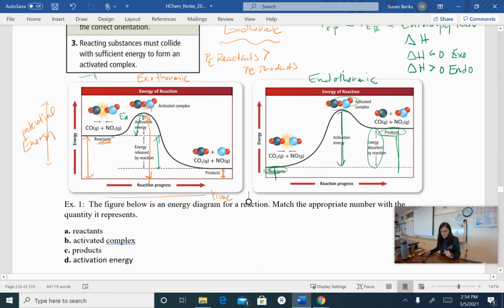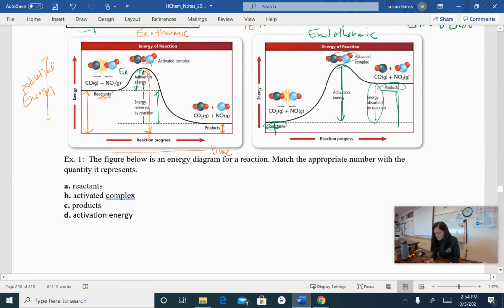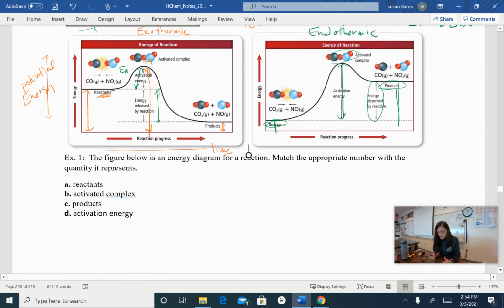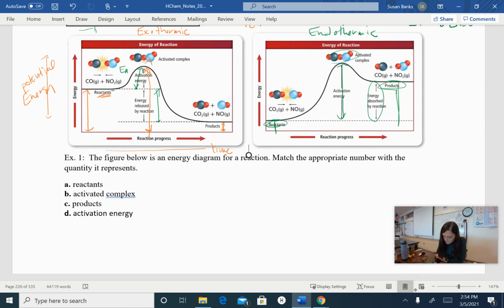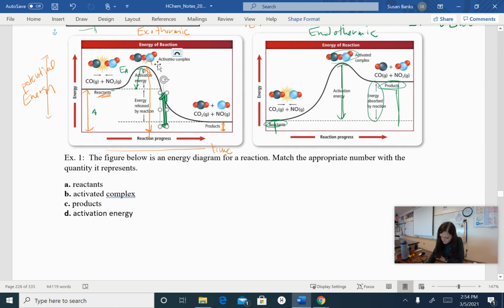Okay? So below the figure is an energy diagram. Match the appropriate number with the quantity that it represents. Okay? So our reactants, this would be A, that would be our potential energy here. Our activated complex, this would be B up here.